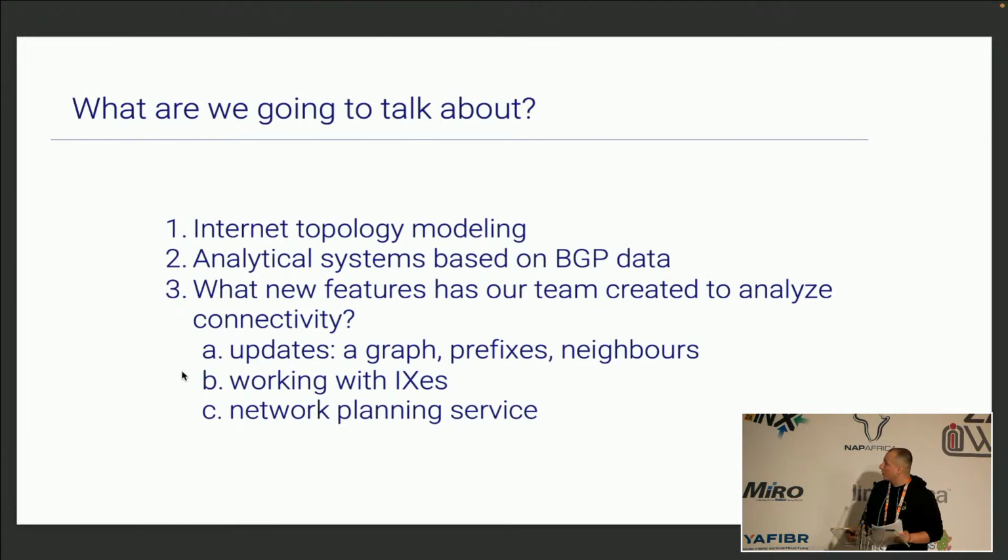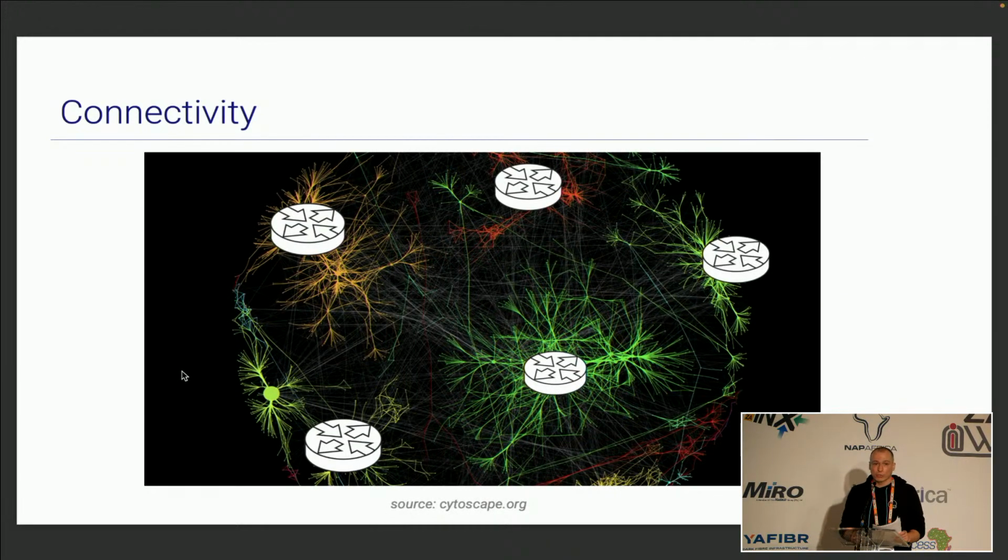So, what are we going to talk about? Firstly, we'll review the approach to modeling the topology of the internet. Secondly, we will briefly talk about some popular services based on BGP data. After that, we will move on to the review of our site and talk about its improvement. So, when I speak about connectivity, I mean level 3 connectivity, IP connectivity. So, where can we get information about IP connectivity?